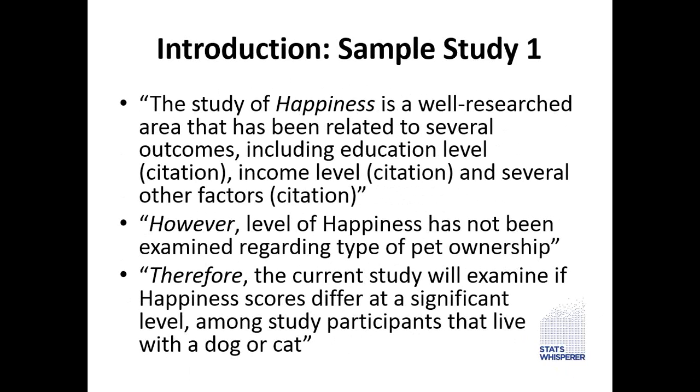So that leads into our therefore. Okay? So therefore, the current study will examine if happiness scores differ at a statistically significant level among study participants that live with a dog or a cat. Right? So these therefores and howevers, right? This is like the template. So if you wanted to put your own variables in there, your own independent, dependent, covariate variables, that's what it's there for. It's supposed to be a template.